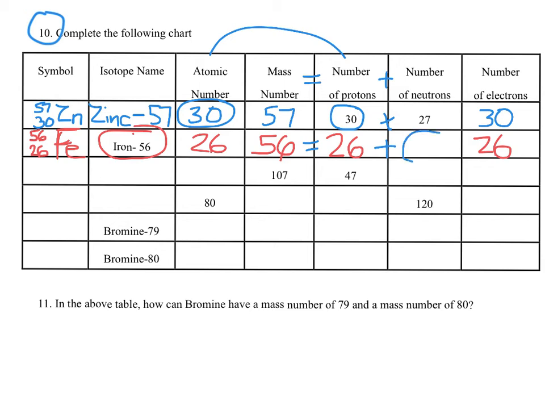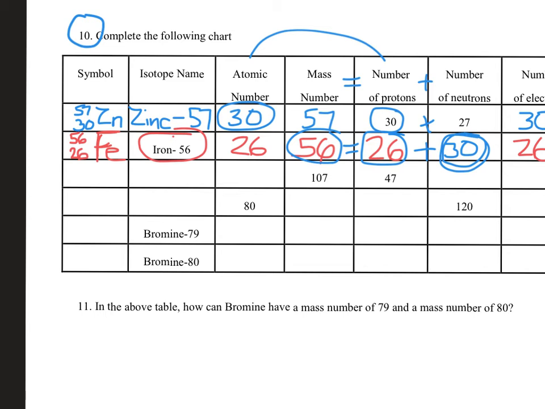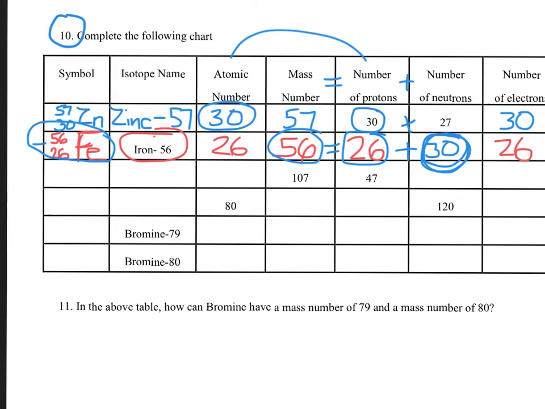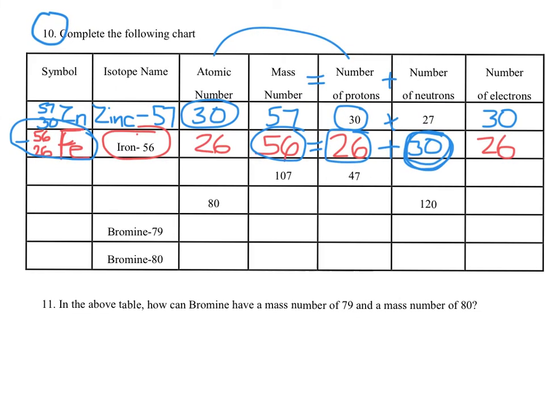So the question is, what plus 26 gives you 56? 30. So you're going to need 30 neutrons to add to the 26 protons to give you the mass number of 56. Some of you might have done that differently. You may have taken 56 and subtracted 26 from it to give you 30. Totally fine. Another way you could do that as well is take your top number and minus the bottom number in your symbol right here. 56 minus 26 gives you 30. That could also help as well so that you could figure out how many neutrons there are.